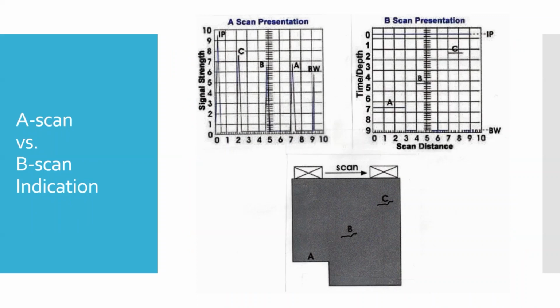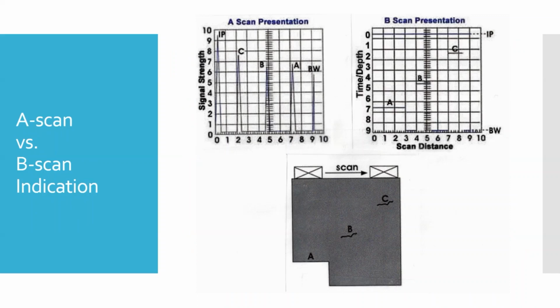And then as we slide our probe across this top surface on an A scan, when we go across B, you can see it's going to move from this back wall. You're going to get an indication somewhere between the initial pulse, the front wall, and the back wall echo. If we continue to move it over, when we get above C, you can see that pulse is going to be even closer to the front wall. You can also see that it's a slightly higher return.